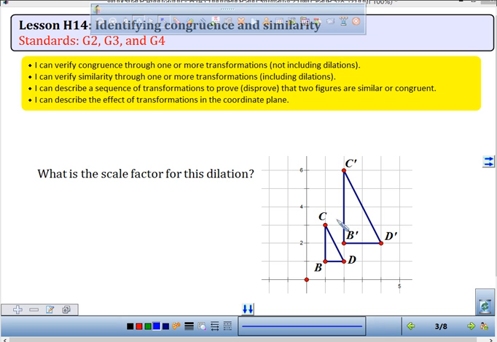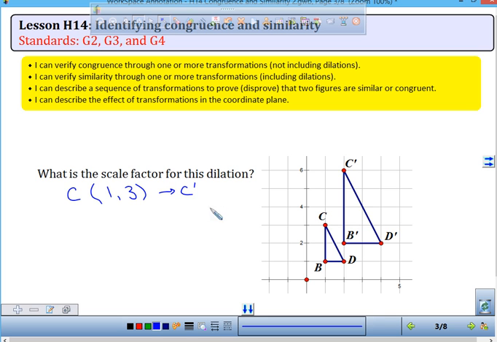Choose the point C. What's that ordered pair? Okay, so the ordered pair is (1, 3). Write the x-coordinate first, y-coordinate second. Okay, so then what's C prime? Okay, we go over 1, 2, up 6, okay?